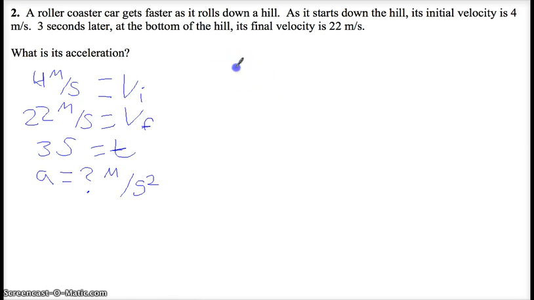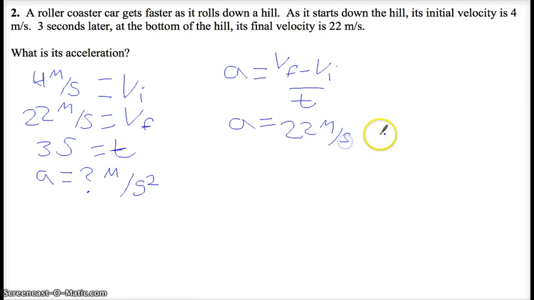All right, so now I'm going to use my equation, divided by t. I'm going to do my substitution. So my VF is 22 meters per second minus 4 meters per second, all divided by 3 seconds.